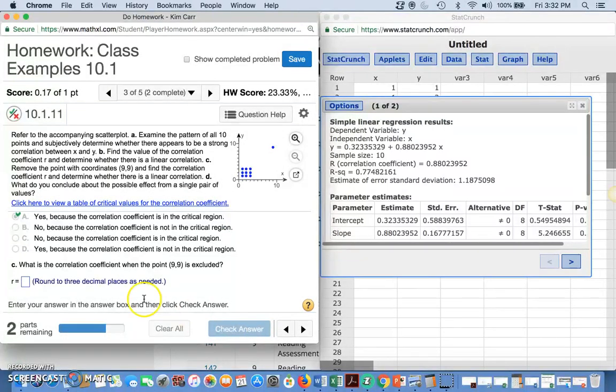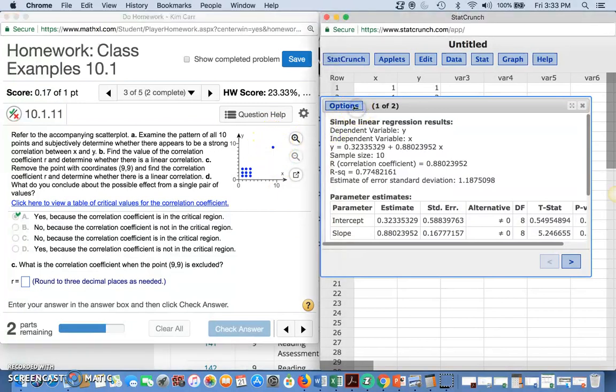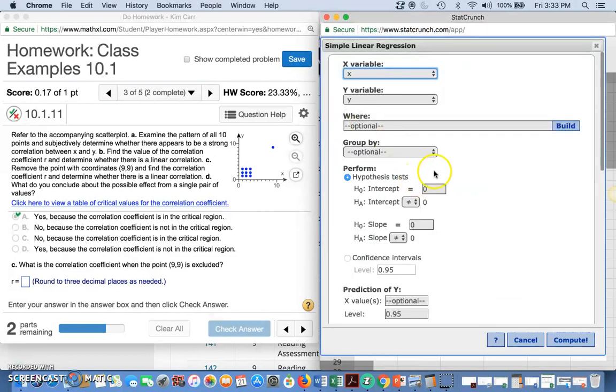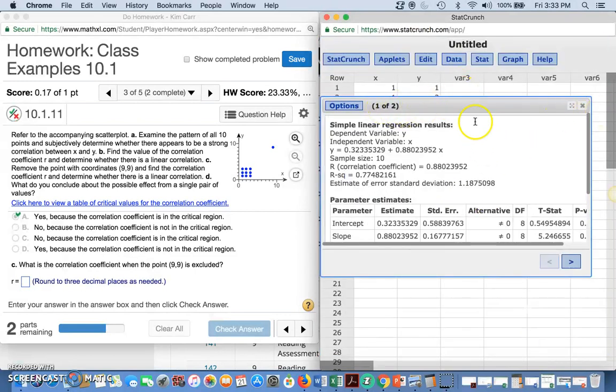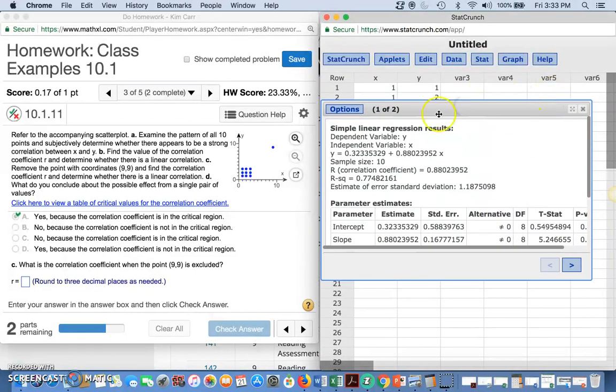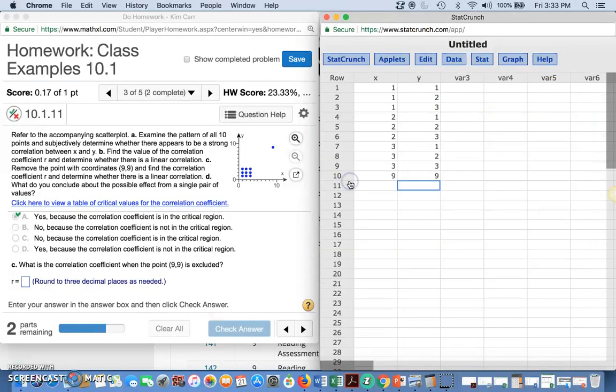Now, what they want you to do is to go in and remove the 9, 9 point that was right up here. So let's go to Options. Let's edit. But what do we have to do first? We want to come over here. Let's just go ahead and delete this because we're going to have to get to our chart here. Delete the 9. It's just that easy. Pretty easy to delete.